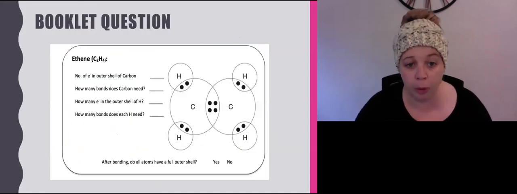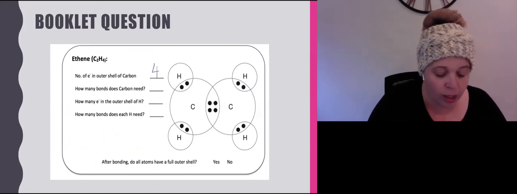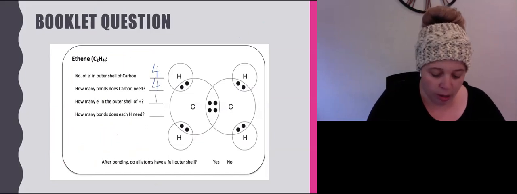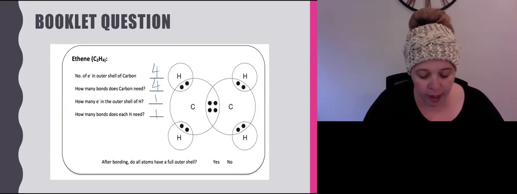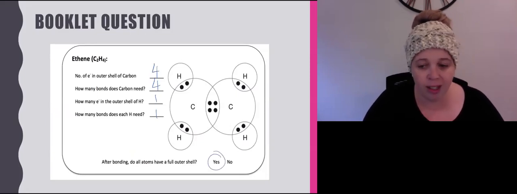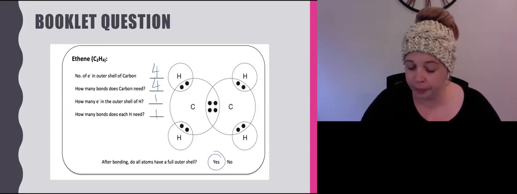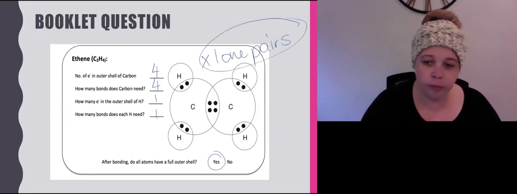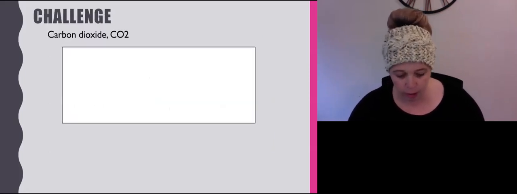Let's just make sure we've got our booklet finished here. So how many electrons in the outer shell of carbon? They each have 4, so they need 4 bonds. How many electrons in the outer shell of hydrogen? And they each need 1 bond. When you bond them like this, we have a full outer shell? Yes. What do you notice about this and lone pairs? Yeah, I would say it's really obvious that there are no lone pairs in this molecule. Okay, and that's going to come into play when we talk about the shape of molecules in a minute.